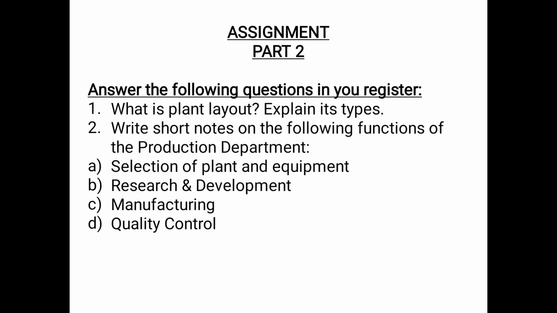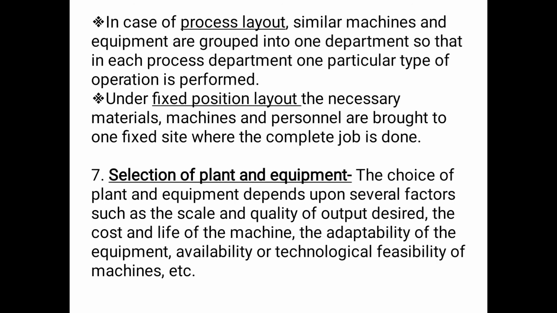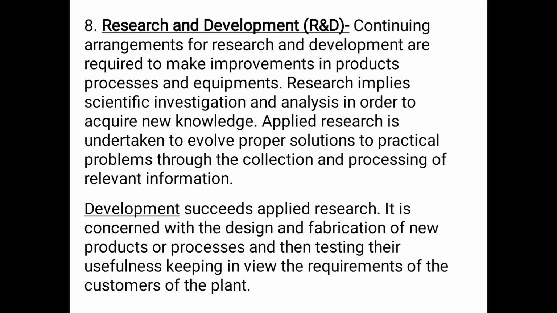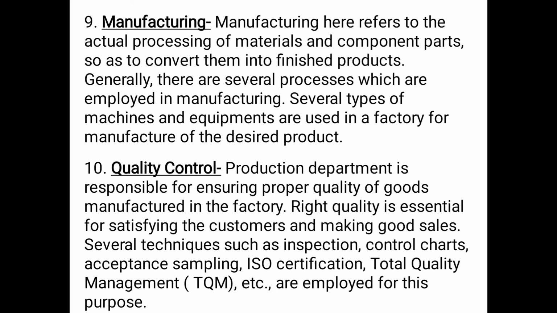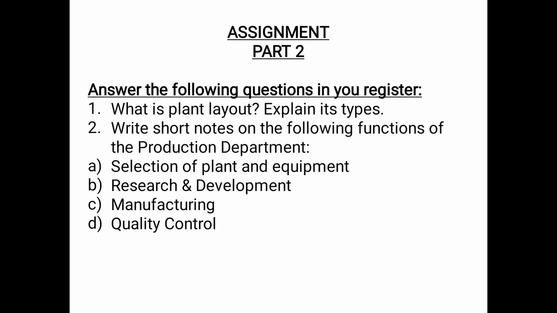The second question is, you have to write short notes on the following functions of the production department, that is selection of plant and equipment, research and development, manufacturing and quality control. So for this purpose you can refer to the point 7, selection of plant and equipment. This you can write as a short note. Then point 8, research and development. The explanation of this you can write as the short note. Then 9th, manufacturing. Its explanation can be written as a short note. And then lastly, quality control as a short note. So these are the questions which you are required to do in your register.